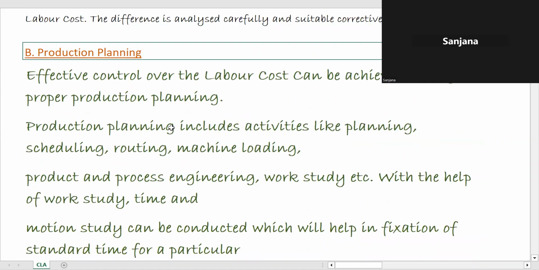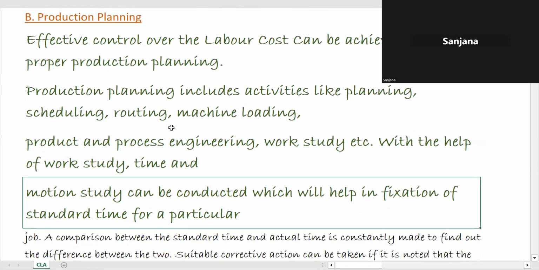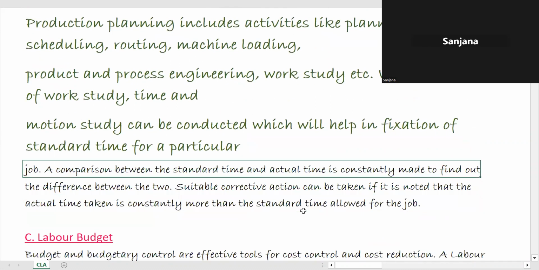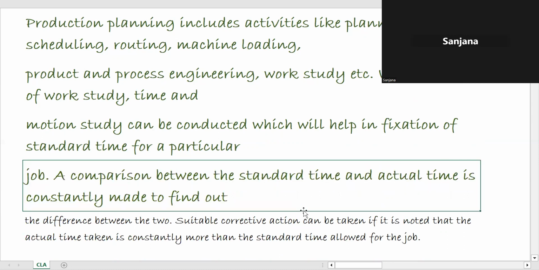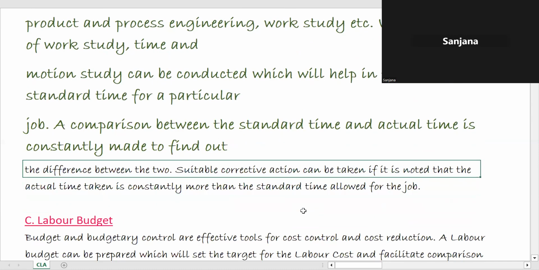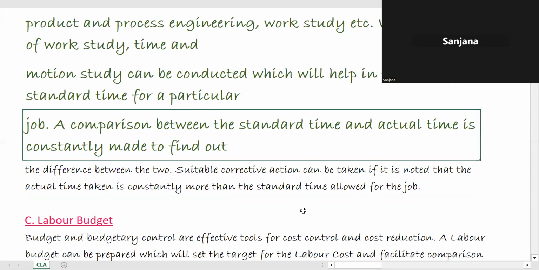So everything in production planning consists of mechanized techniques of doing the work in a better way. As I said, most of these are done by computers. So that is production planning. Production planning is also used for controlling labor cost. You compare between standard and actual time, and if there is any variance, then you will get to know that you're taking more time.